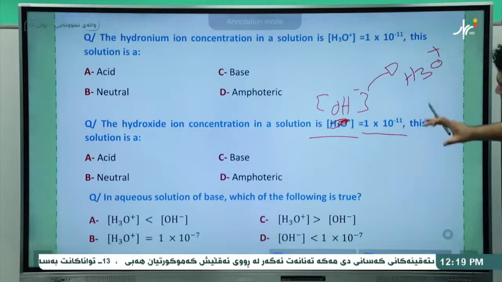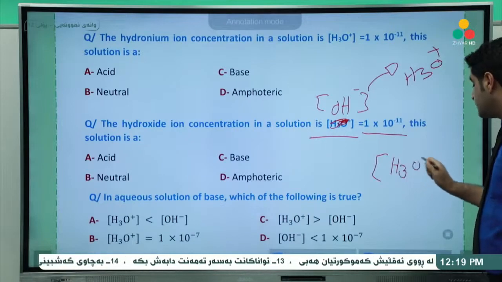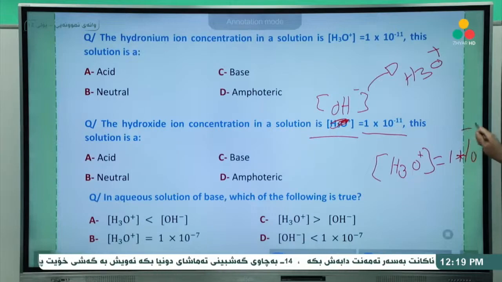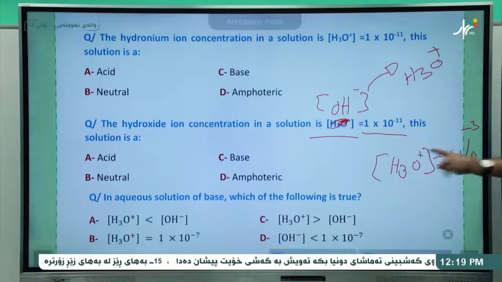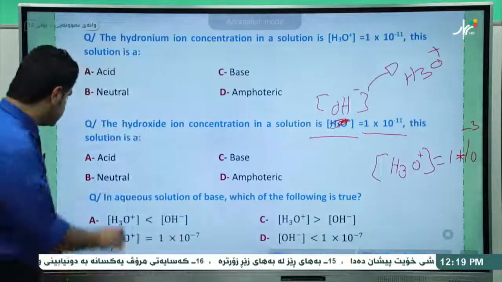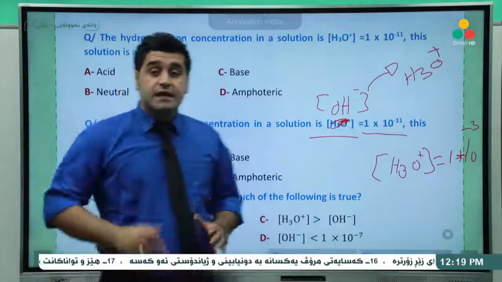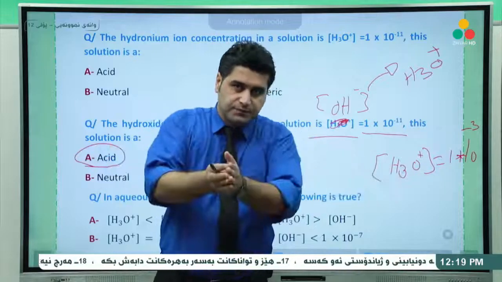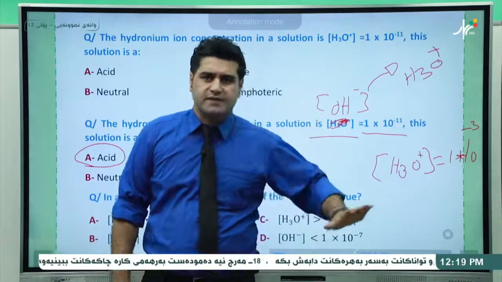Well, just by looking at the number, I know hydronium ion is equal to 1 times 10 to the negative 3. Because if we multiply these two numbers, we get 1 times 10 to the negative 14. So it's acid, teacher. It's acid. Okay. Well, let me tell you something. In any aqueous solution, if you multiply the hydroxide by the hydronium ion concentration, you should get 1 times 10 to the negative 14. Always.